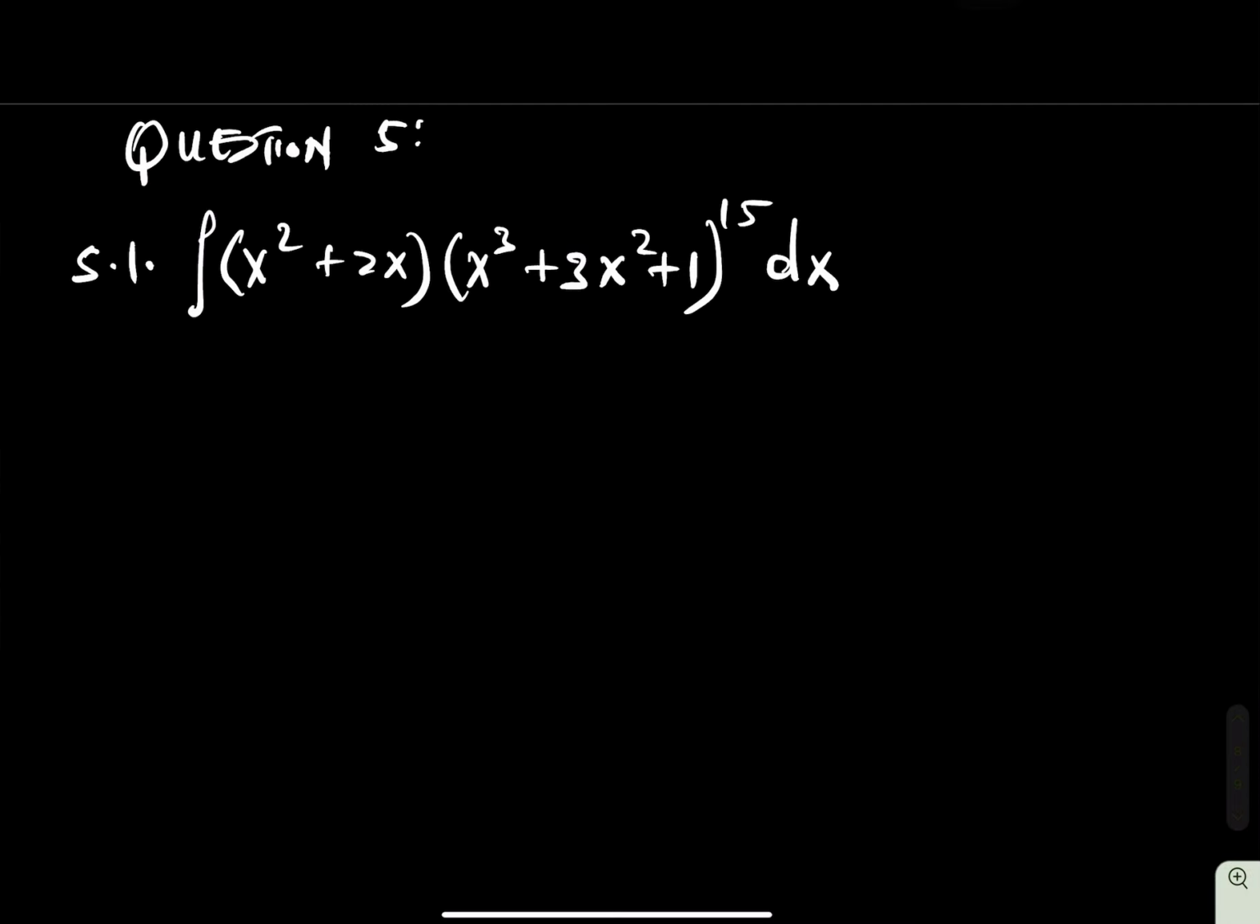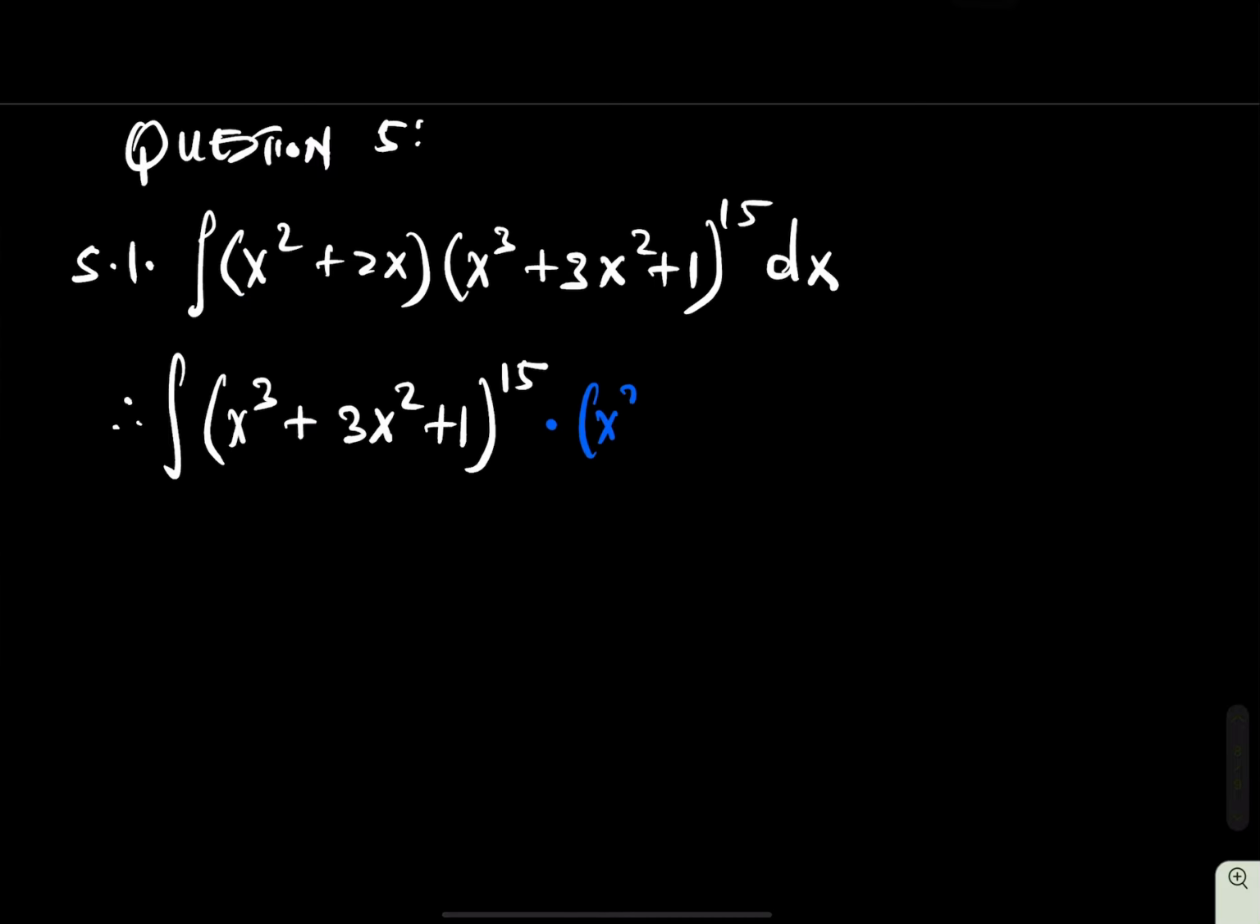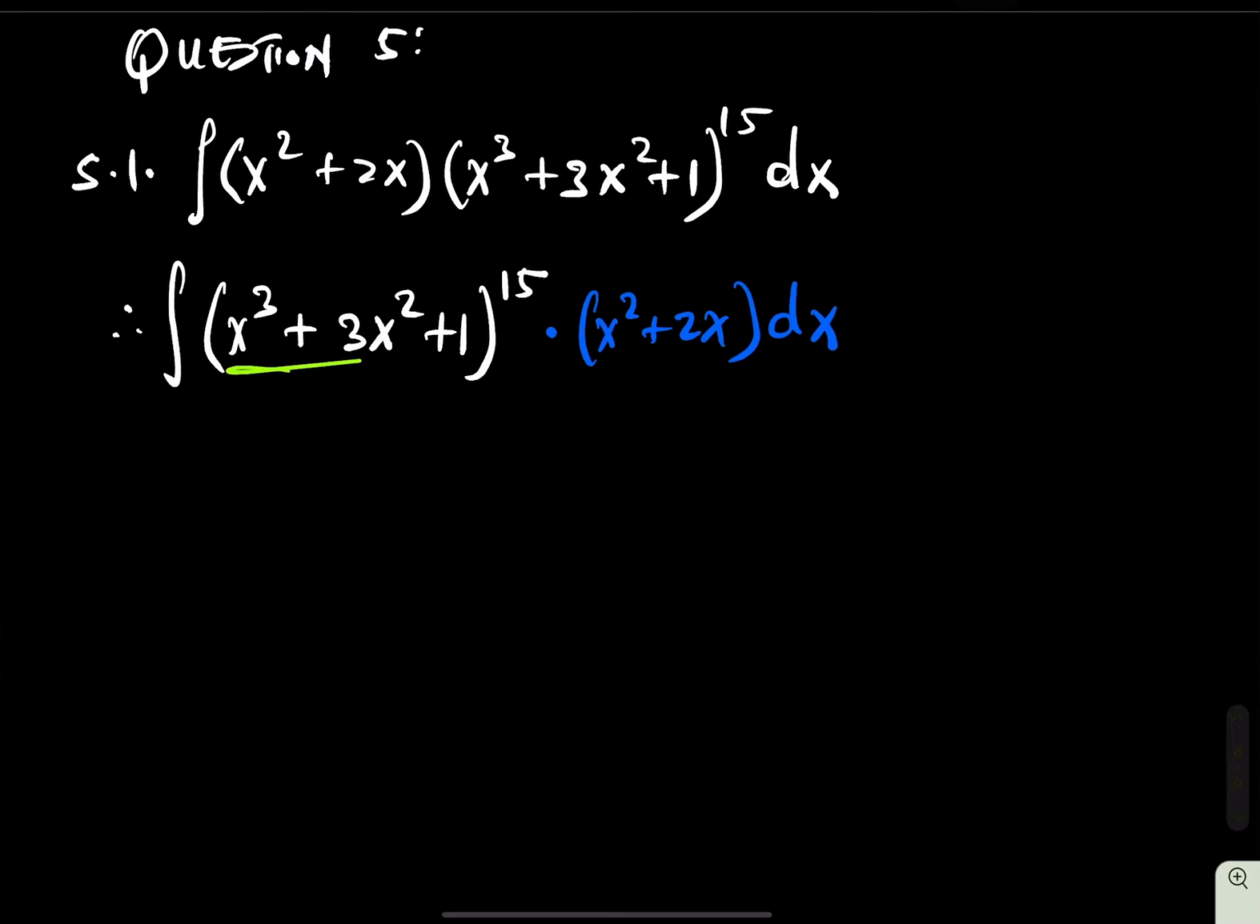Okay, so I'm going to use substitution on the premise that if I differentiate what is inside, it's primarily going to give me that one. So I may as well rearrange it nicely to say that this is the integral of x cubed plus 3x squared plus 1 to the power 15, and then I multiply this by x squared plus 2x dx, because already I've seen that if I differentiate this, it's going to give me that one. So that is u substitution.